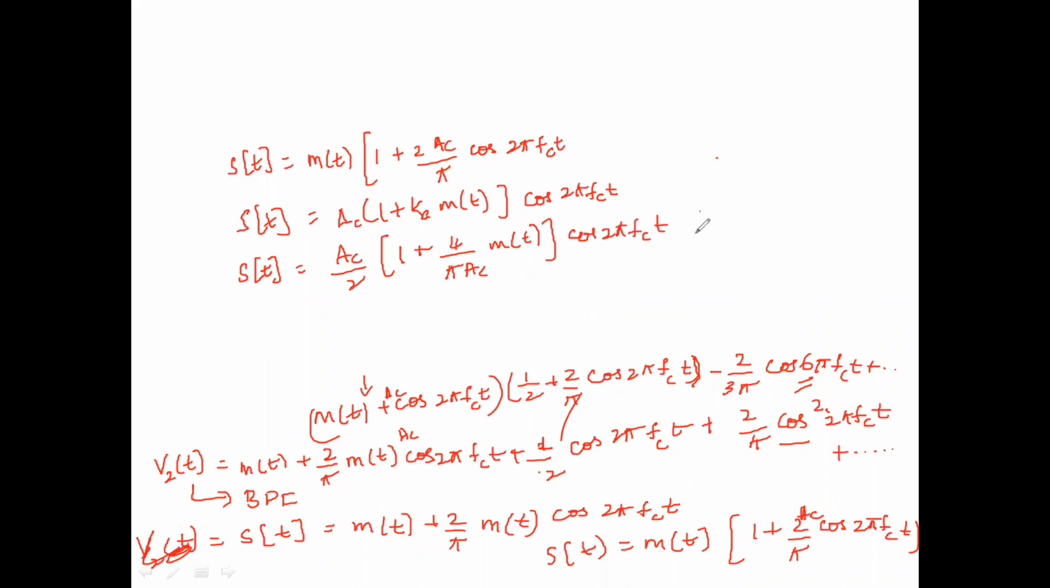This is the output equation from the switching modulator, which is proportional to your amplitude modulated wave, whereas Ka, the amplitude sensitivity of this modulator, is given by 4 by pi Ac. Thank you.